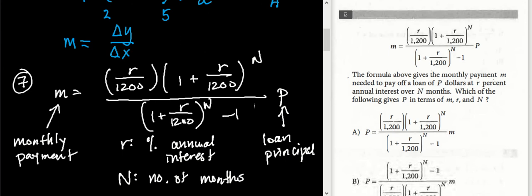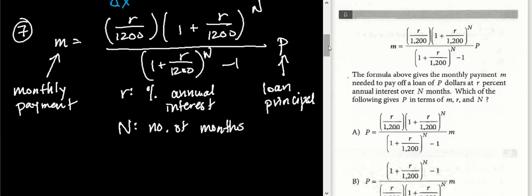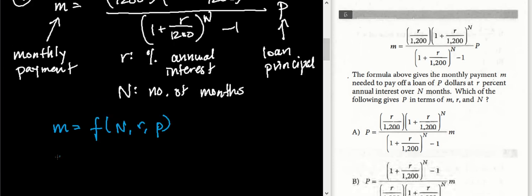And now what we're asked to do is find the equation which gives P in terms of M, R, and N. So let's look at what we have here, right? We have M as a function of N, R, and P, and the problem is asking for P as some function of M, R, and N. So all we have to do is basically manipulate this equation such that we isolate for P.